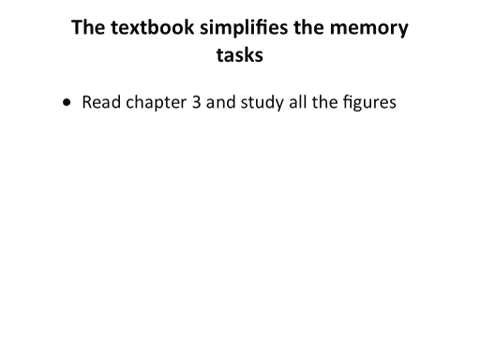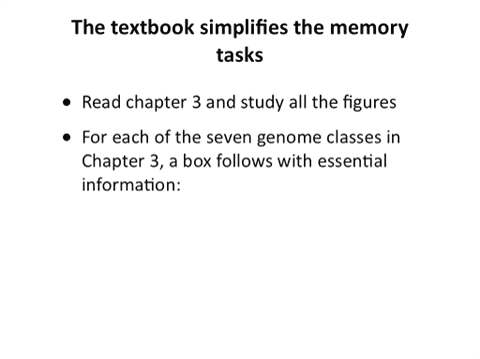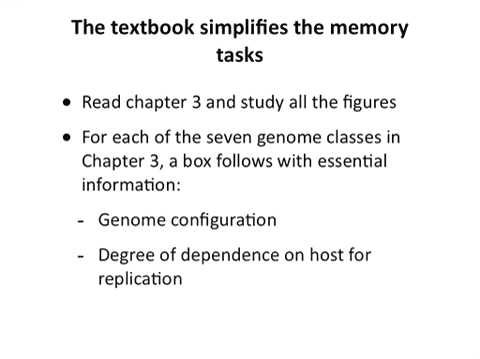Chapter 3 is really a summary of everything that we're talking about today, and all the figures I'm using are from Chapter 3. It's a very short chapter. In that chapter, the 7 genome classes are discussed separately, and then there's a box which has very essential information, which I'll show you in a moment. It's got genome configuration, the degree of dependence on the host for replication, and the gene expression strategies. And these are going to be the main things that we will cover over and over.